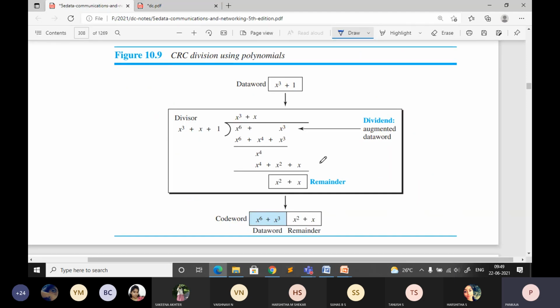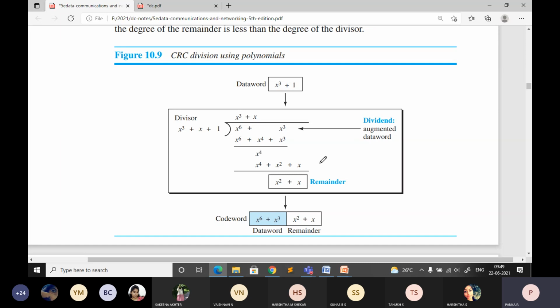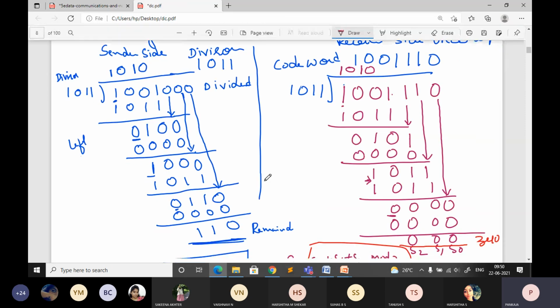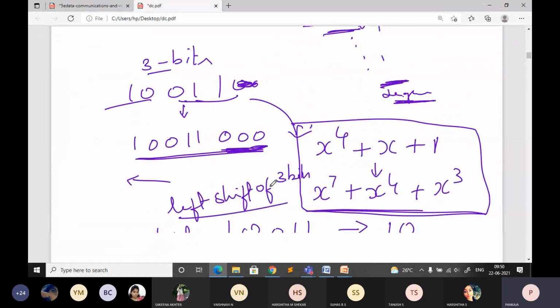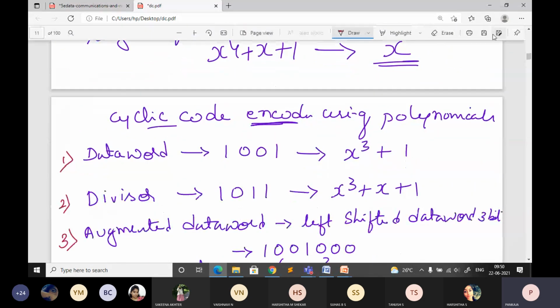So the number of steps required for performing the division can be reduced using polynomial, because you are just removing all the coefficients which are 0. Those terms you are just removing. That is why we need to go for polynomial, and the time taken to perform this is going to be faster compared to binary CRC. So when you want to do CRC using polynomials, you need to understand these basic things: how to do the division, how to find the degree, how to add two polynomials, and divide two polynomials. That's very important.